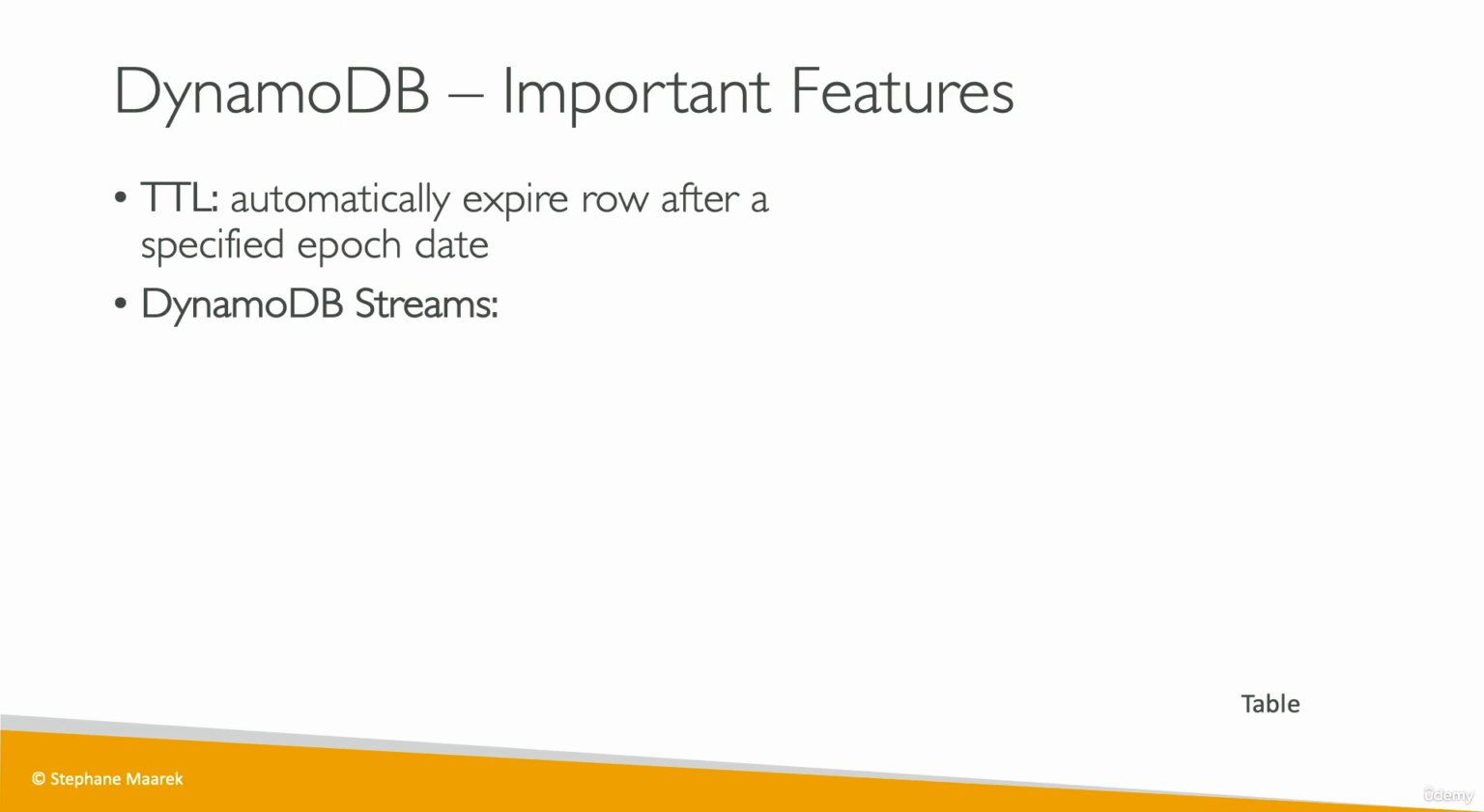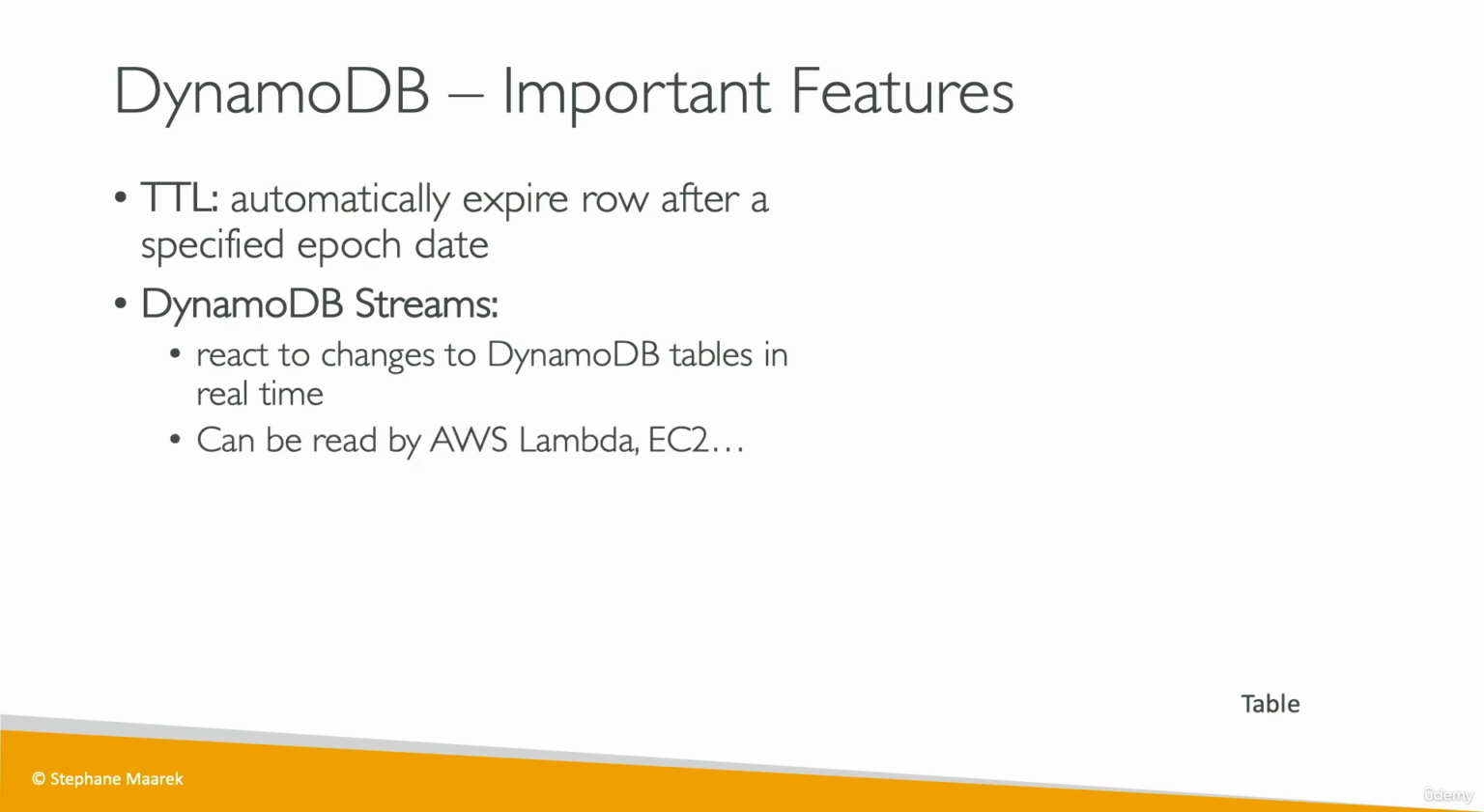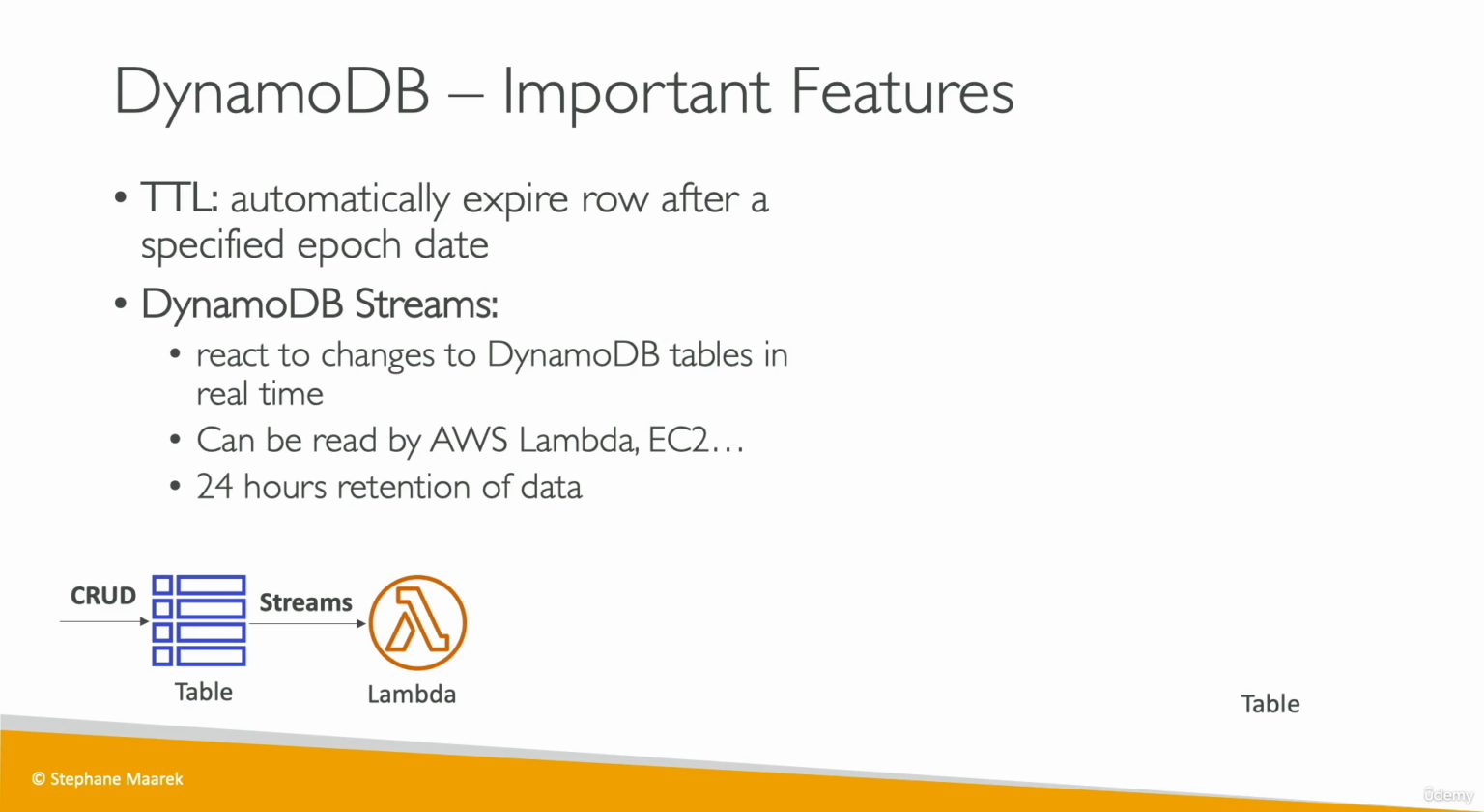We have DynamoDB streams, where we want to react to changes to DynamoDB tables in real time. So this is a very common architecture. And this stream can be read by Lambda very commonly, or EC2. You get 24 hours retention of data in that stream. So here's a very common architecture. You have creates, reads, updates, and deletes done to the table, and anything that modifies the table, so create, update, and delete, will be put into a DynamoDB stream. And that stream can be read by Lambda. And then from Lambda, you can, for example, put the data into Amazon OpenSearch, or Kinesis if you wanted to have some downstream, maybe Kinesis Analytics application on top of it. So this is a very, very common solution architecture.